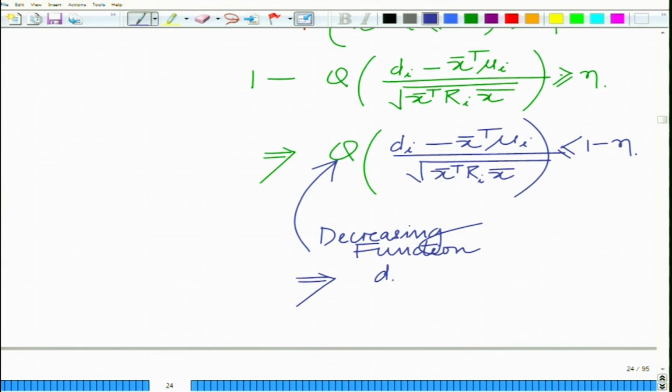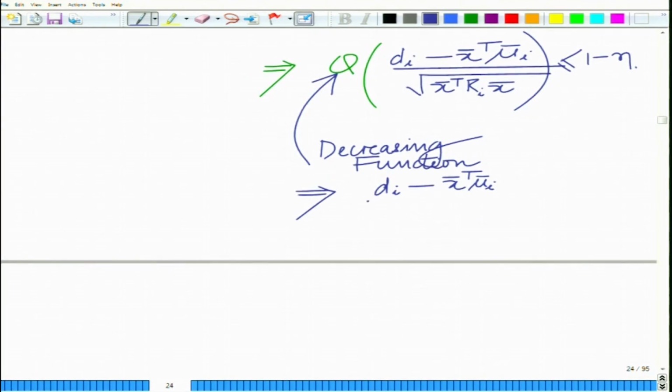This implies (d_i minus x bar transpose mu bar_i), sorry, this has to be all mu bar_i, over square root of x bar transpose R_i x bar, this has to be greater than or equal to Q inverse of 1 minus eta. Since the Q function is a decreasing function, the inequality gets reversed. So, if this has to be less than or equal to this, that implies that this quantity has to be greater than or equal to Q inverse of 1 minus eta.